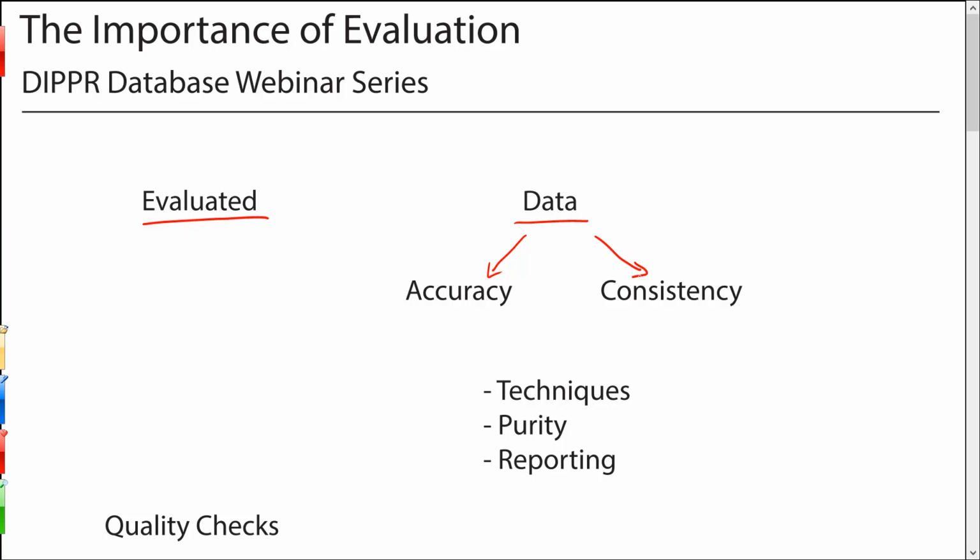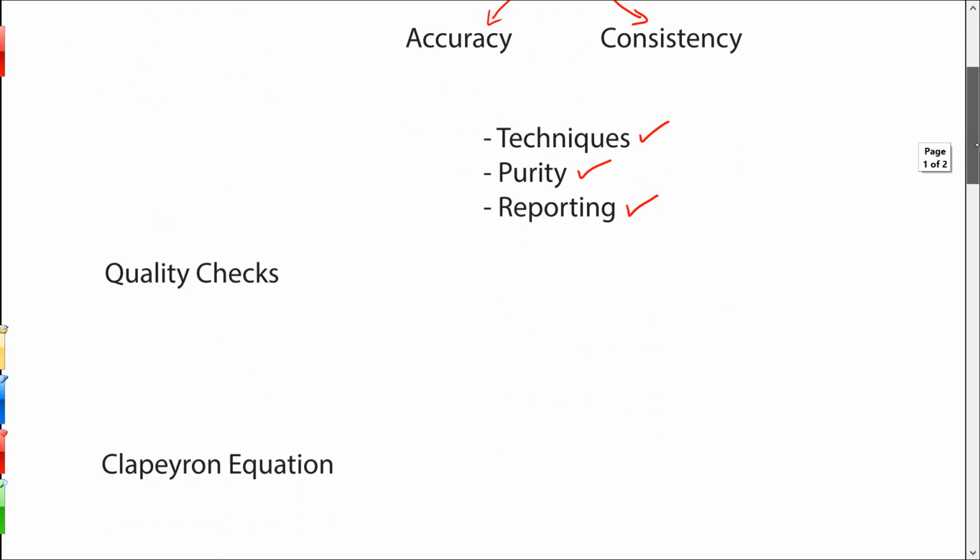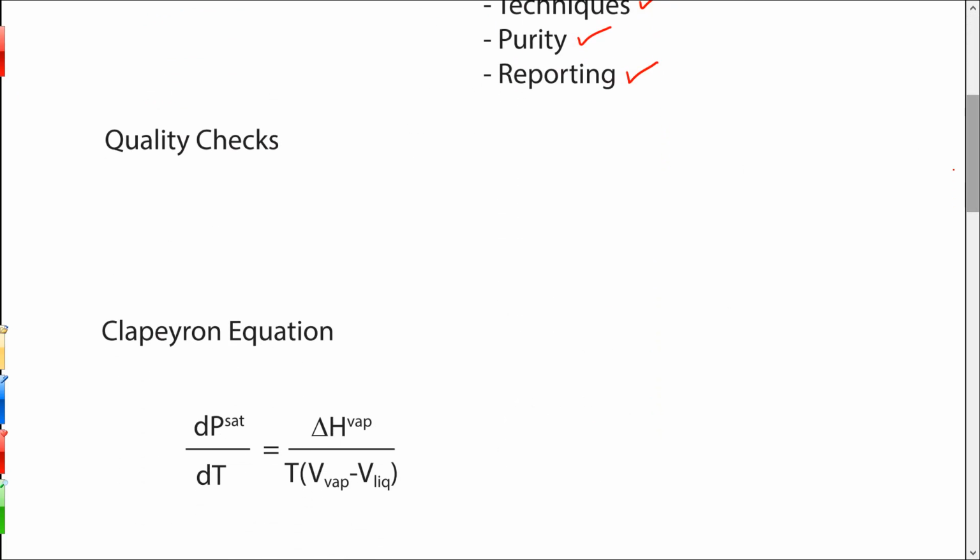Many different factors, such as experimental techniques, the purity of the compounds tested, and ambiguity in reporting, contribute to the accuracy of thermophysical property data. Therefore, before any data are added into the DIPPR database, extensive quality checks are done to ensure that the values recommended for each property are the most accurate possible. The DIPPR database uses dozens of quality checks.